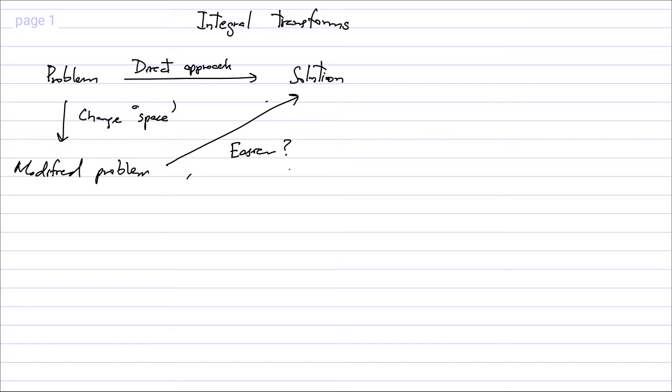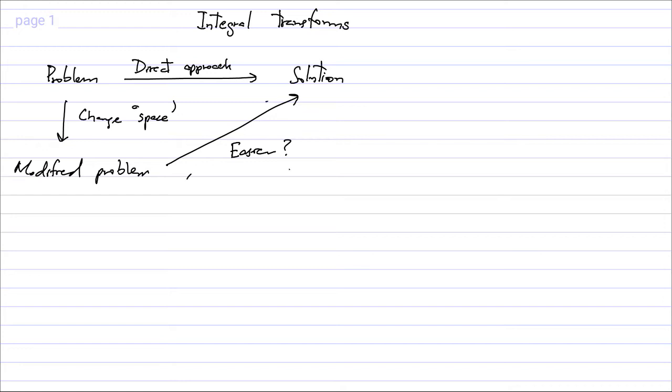Similarly, if you have a partial differential equation, it might be useful if you take a Fourier transform, for example. Then you can convert many problems involving partial differential equations to problems involving ordinary differential equations, and we know how to solve ordinary differential equations. So that's basically the idea.